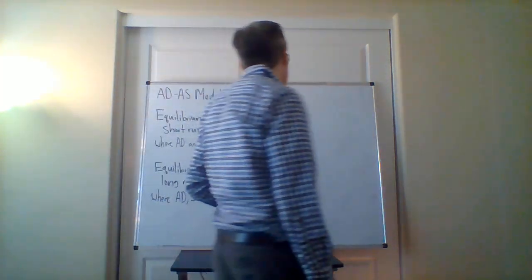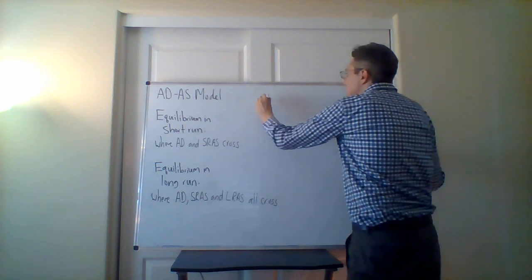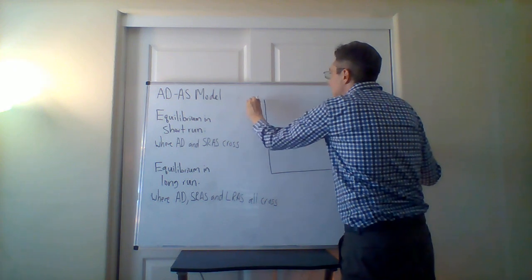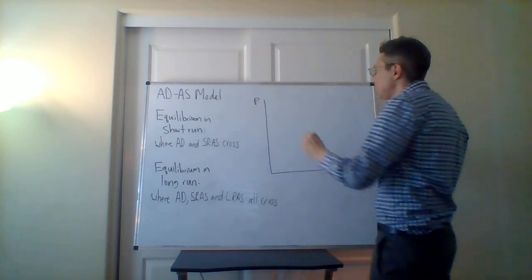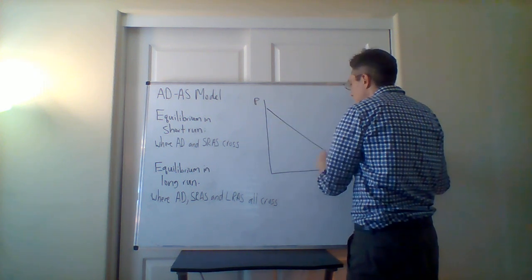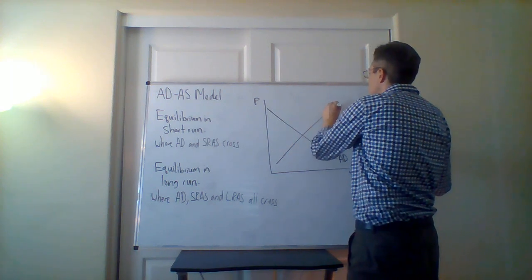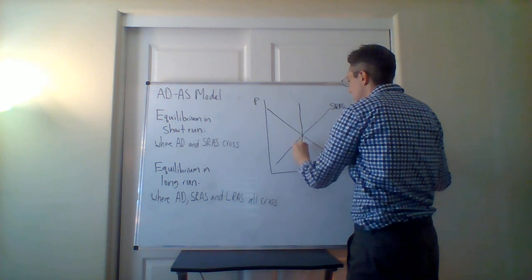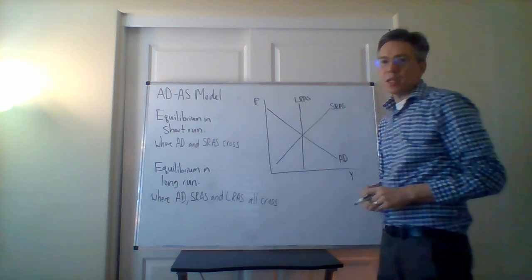Okay, so what does that look like in terms of the graph? What we need to do is, again, we start off, we draw the aggregate demand curve. Then the second curve, we draw the short-run aggregate supply. And then lastly, the long-run aggregate supply curve.